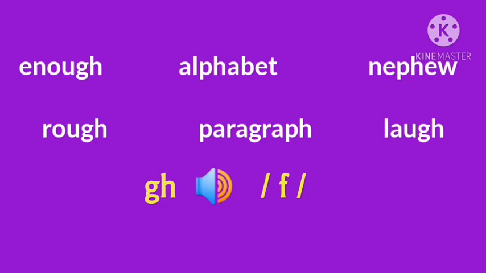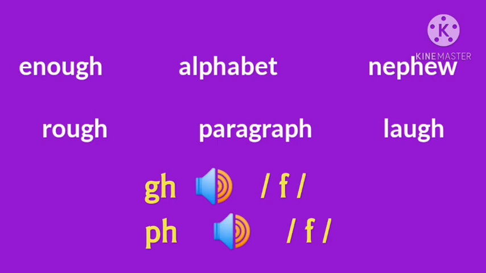See the next word, alphabet. Here also we can see the letters P and H. In enough we used G and H. Here P and H are pronounced as the F sound, alphabet. We do not write the letter F, but instead we use the letters P and H. So understand, in English P and H is also pronounced as F sound.